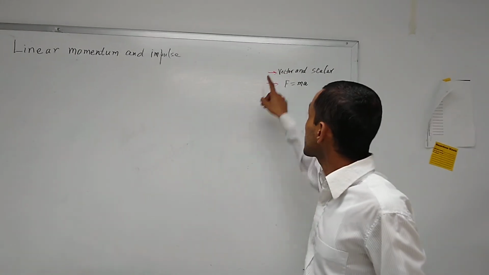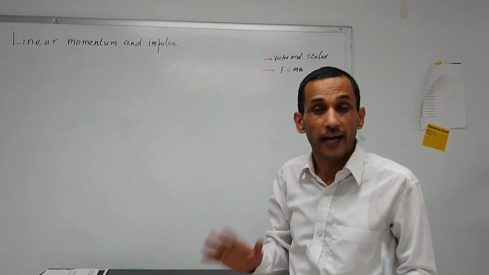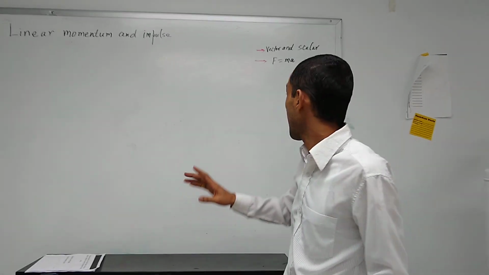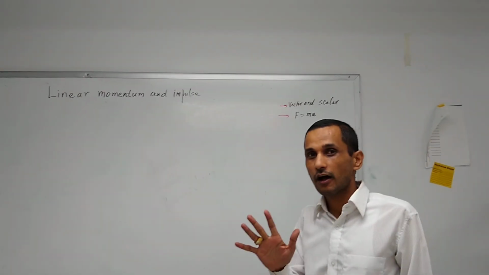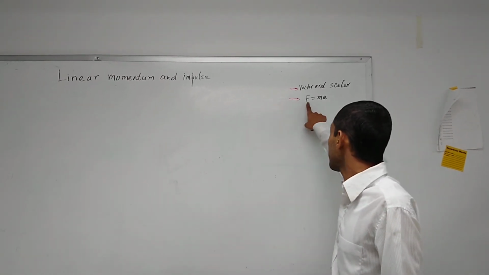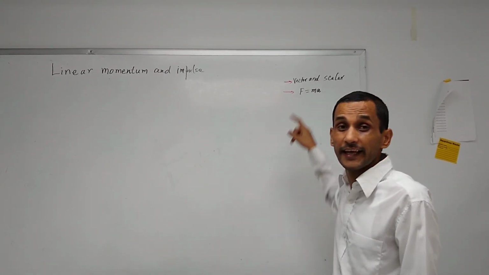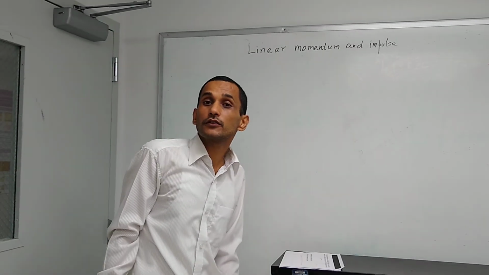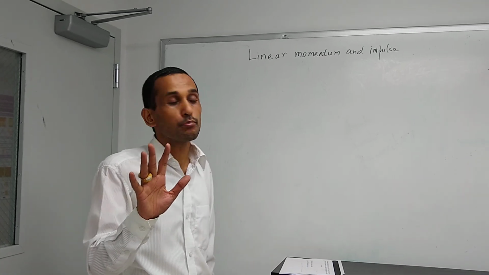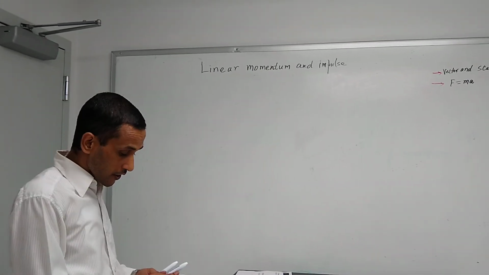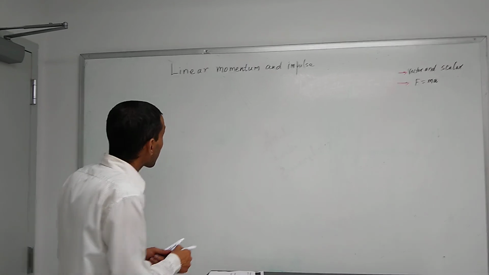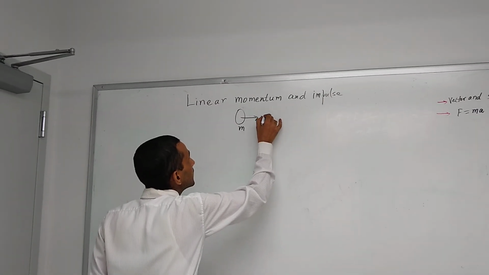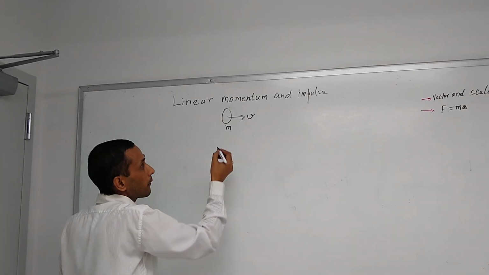A vector is a physical quantity which has magnitude and direction, and a scalar has only magnitude. We discussed that in the previous chapter. The next one is Newton's second law of motion. F is equal to ma, where F is force, m is mass, and a is acceleration. The acceleration of a moving object is directly proportional to the force applied and inversely proportional to the mass, which we already discussed.